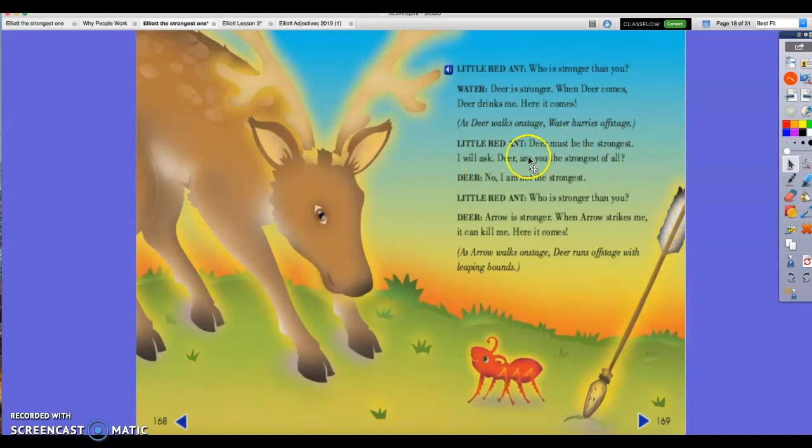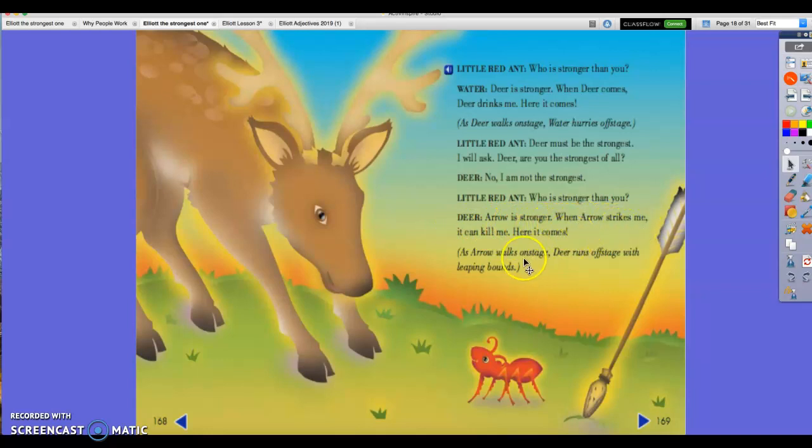Deer must be strongest. I will ask, Deer, are you the strongest of all? No, I'm not the strongest. Okay, so let's use our prediction mind again using clues from the page. What is going to be stronger than deer? Well, I see the ant. I don't think the ant's going to be stronger than deer, but I do see an arrow. Right, so an arrow, because deer is sometimes hunted so people can have meat. So deer, arrow is stronger.